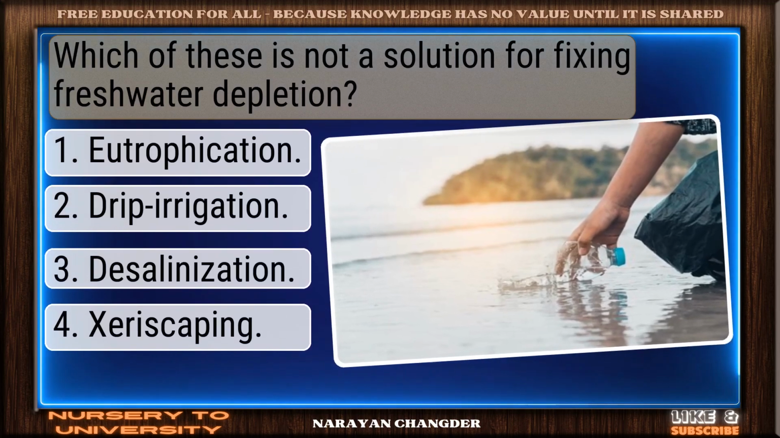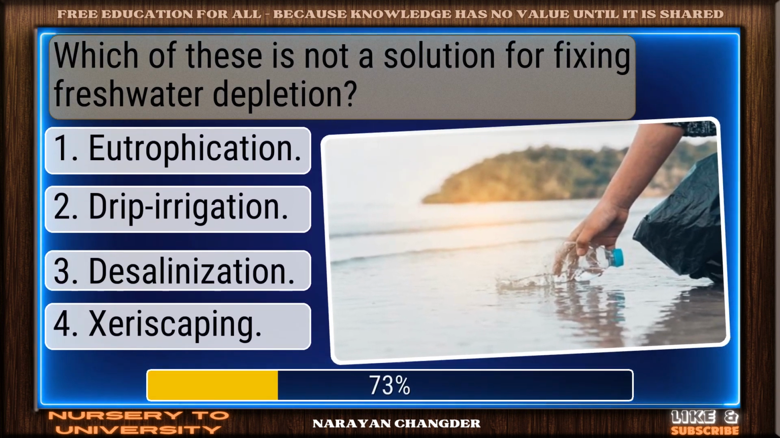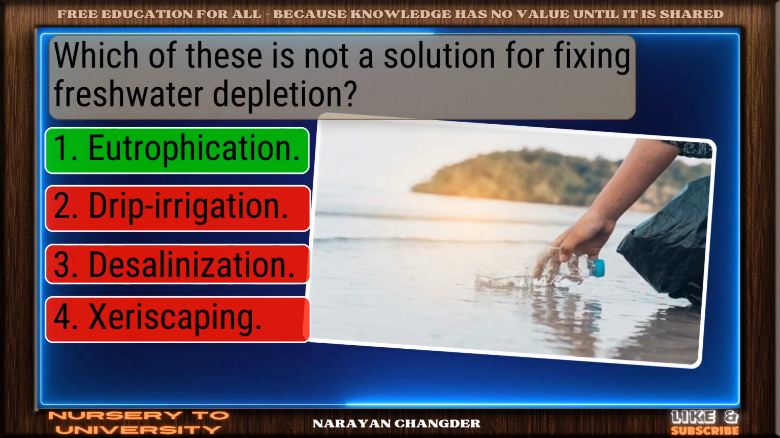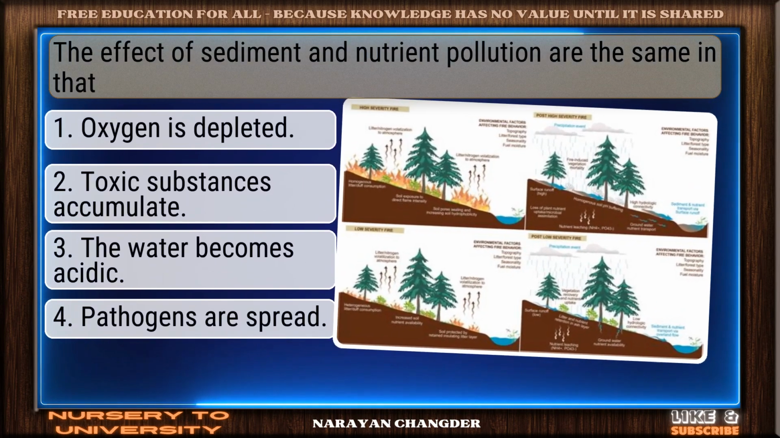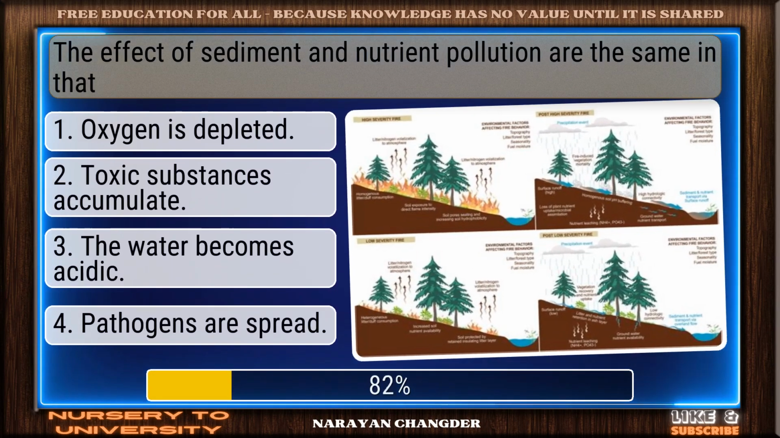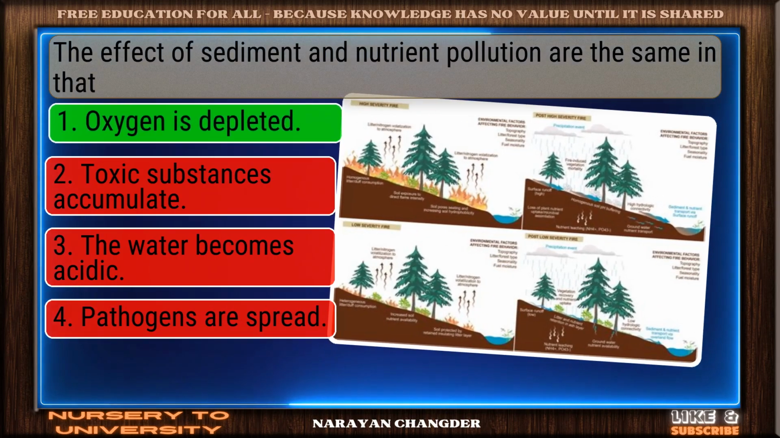Which of these is not a solution for fixing freshwater depletion? Good thinking. Eutrophication is right. The effect of sediment and nutrient pollution are the same in that. Bravo! Oxygen is depleted is the answer.